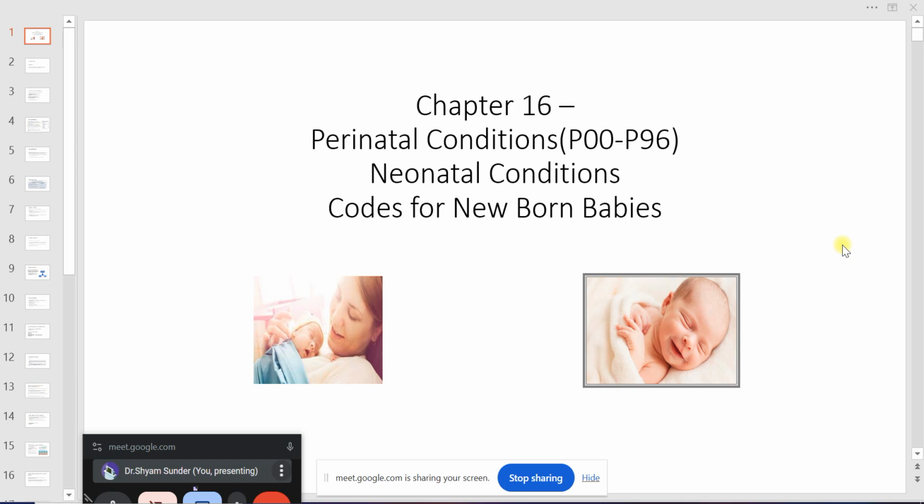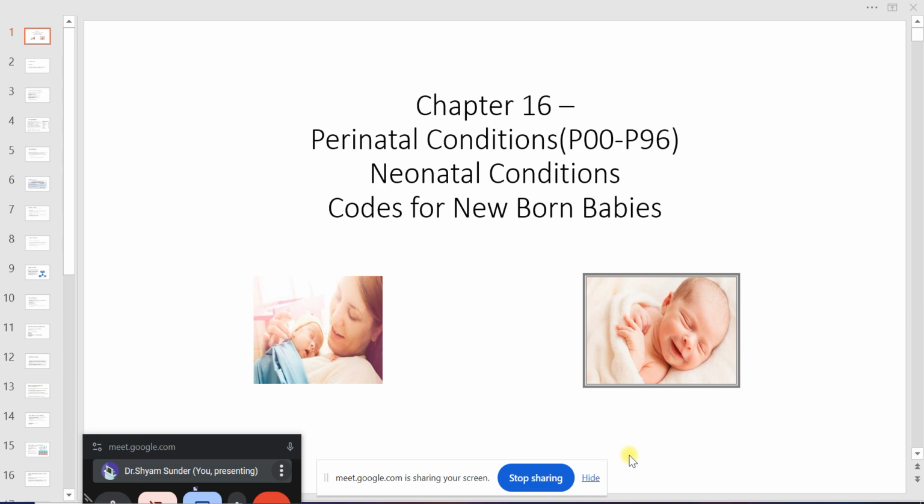Today's topic is Chapter 16 from ICD-10-CM, Perinatal Conditions. As you can see here, the codes for perinatal conditions are from the P series, P00 to P96. You'll see conditions for the neonatal stage, codes for all newborn babies, right? So yesterday we reviewed Chapter 15, the codes for the mother.